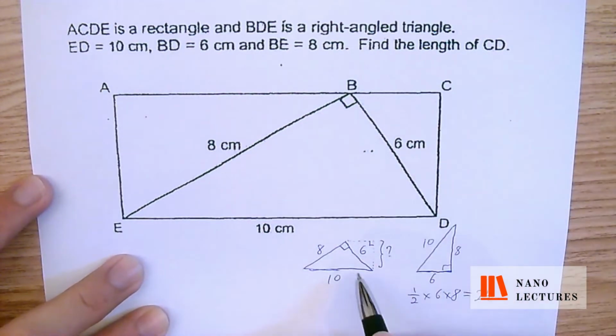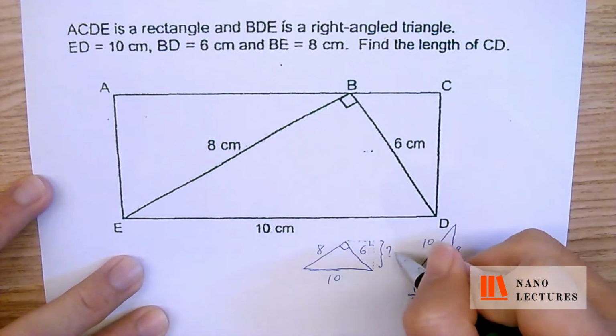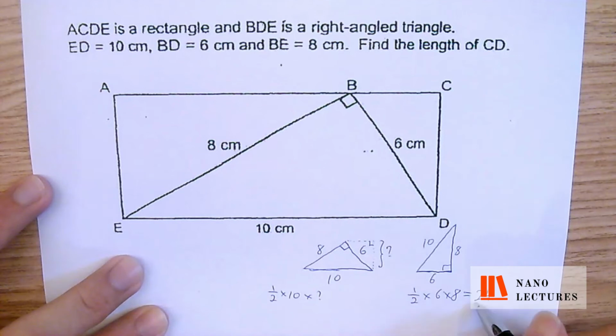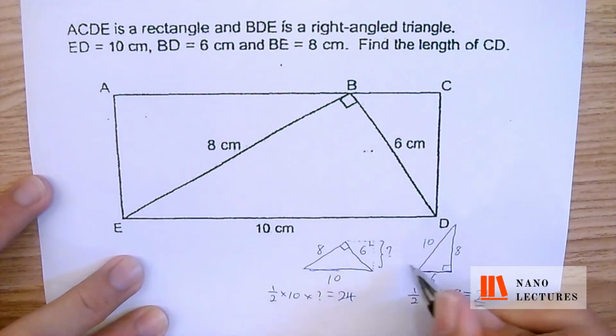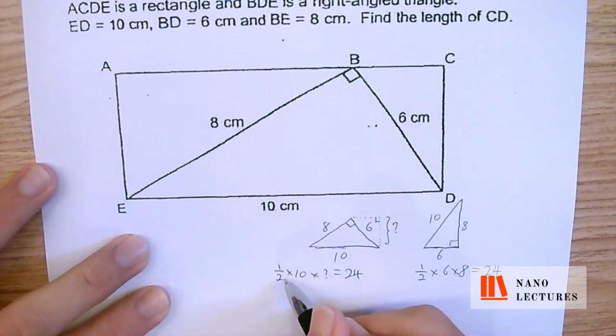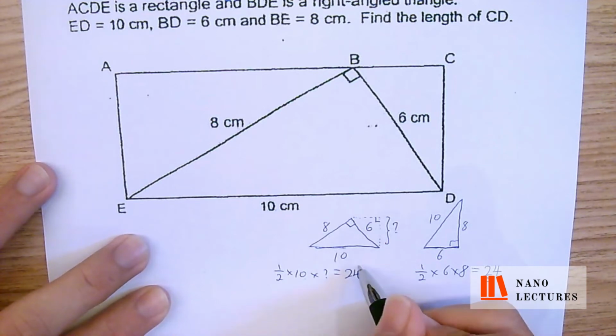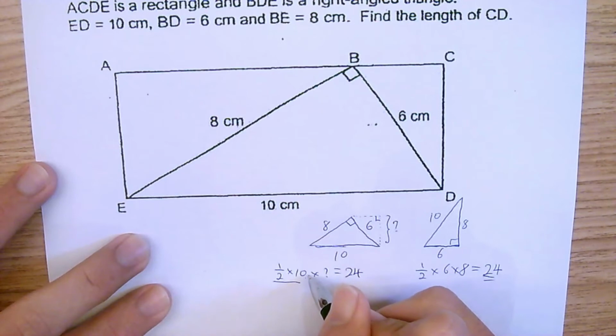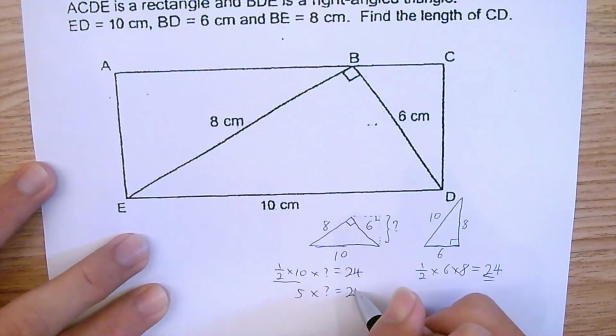Now, no matter which method you use, the area is still going to be the same. Which means that half multiplied by 10 multiplied by this question mark, this perpendicular height, will be the same as 24. The area does not change just because I change the method. Both methods will lead me to the same area. Now, half times 10 times what will give me 24? Let us simplify this portion first. Half times 10 is basically 10 divided by 2, and that will be 5. So 5 times what will give me 24?